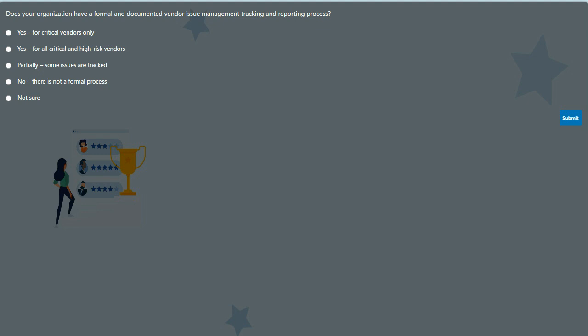Our next poll question is, does your organization have a formal and documented vendor issue management tracking and reporting process? Yes for critical vendors only. Yes for all critical and high-risk vendors. Partially, some issues are tracked. No, there is not a formal process.